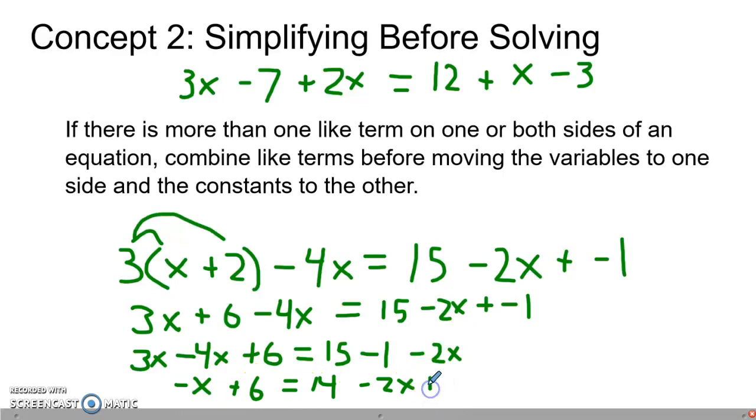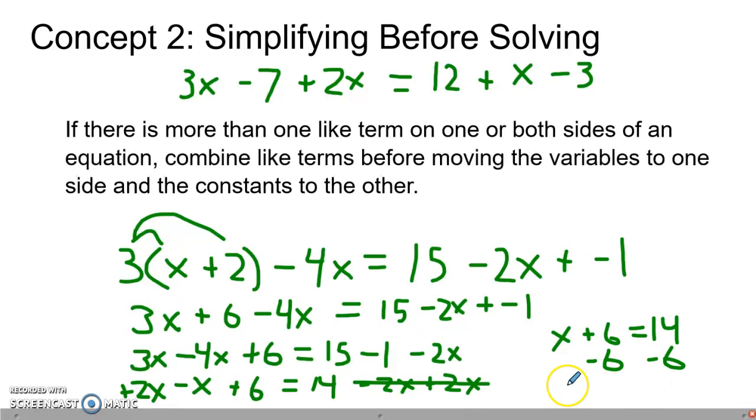So that is going to be adding 2x, and I'm going to add 2x, and then these will cancel. I have 2x minus x, which is going to be just a positive 1x plus 6 equals 14. And then I'm going to subtract 6 from both sides. And I'm left with x equals 14 minus 6, or 8.